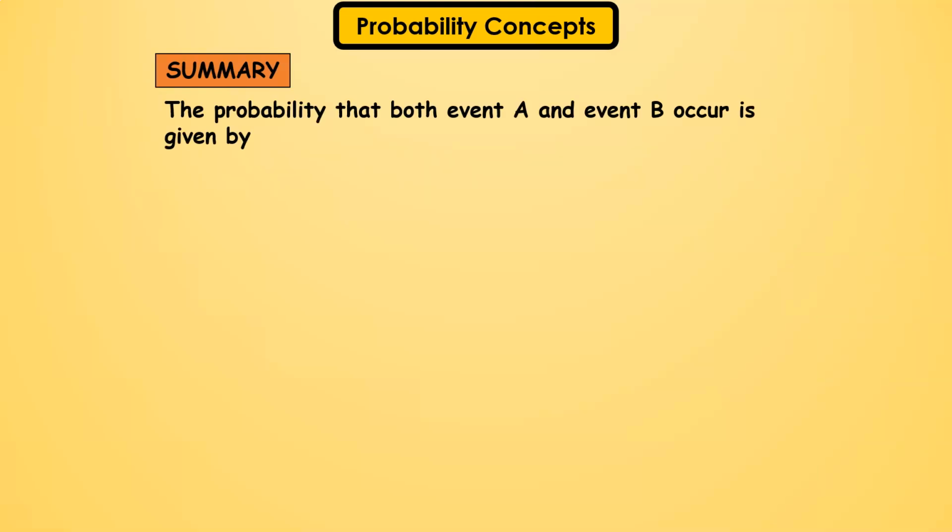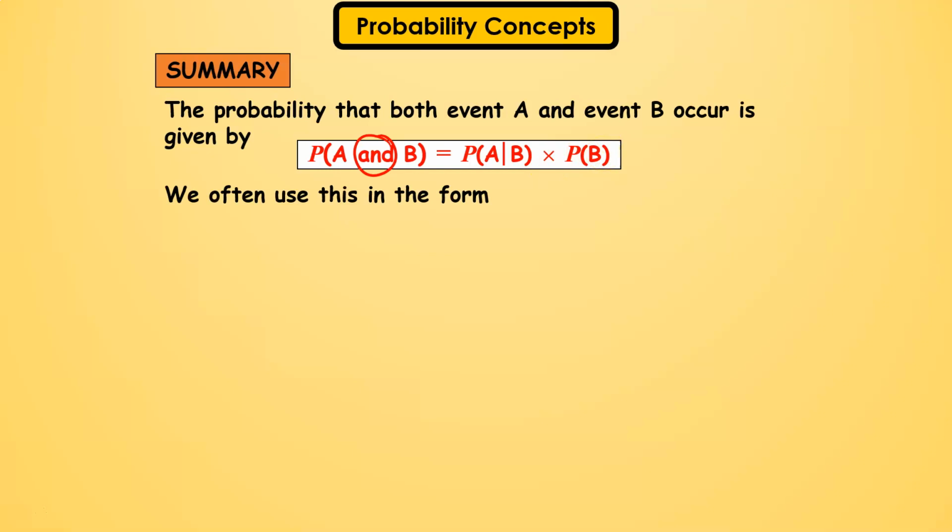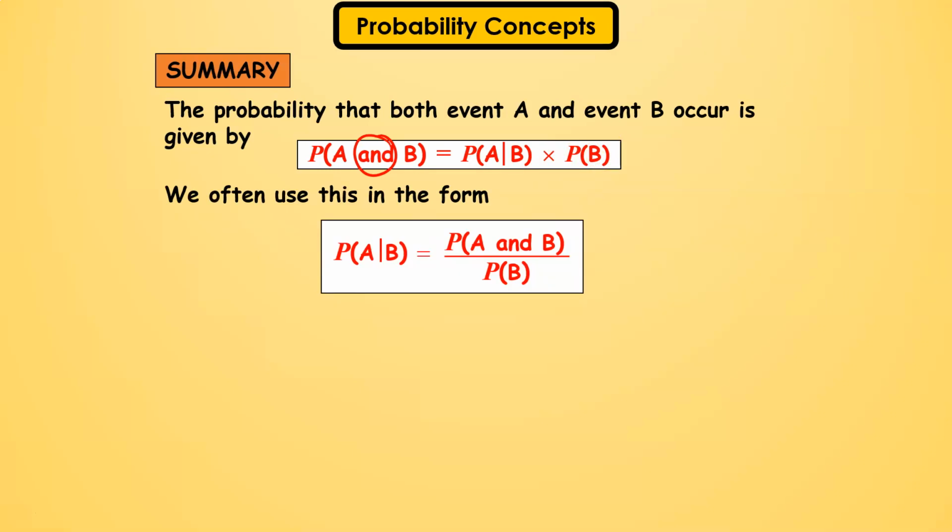So hopefully giving a bit of a summary of the main ideas of looking at independence and dependence. The probability that both event A and event B occur is given by the AND rule. The probability of A and B is equal to the probability of A given B, which we've talked about in conditional probability already, times the probability of B. The way it's given in the exam is in this form. It is helpful to be able to interchange and manipulate the formula to what you need, because if you know one of the values, you can work out the other.